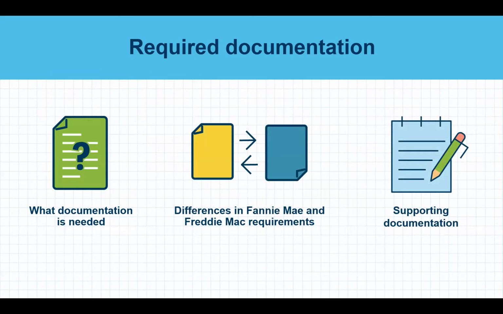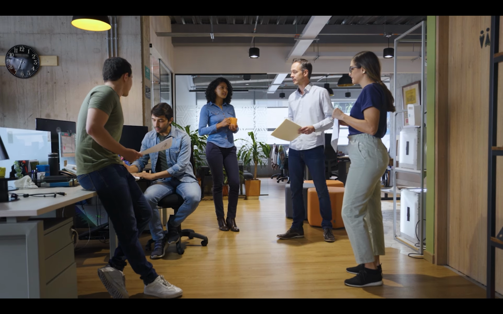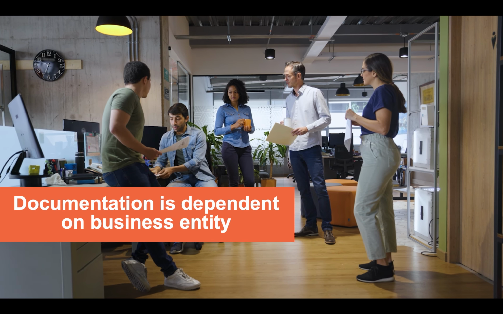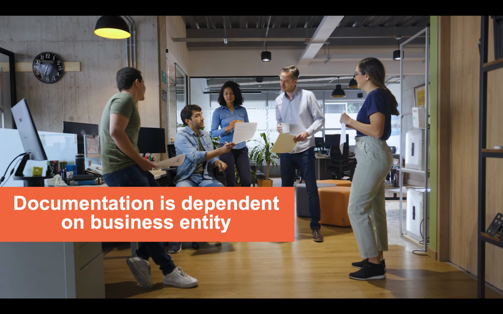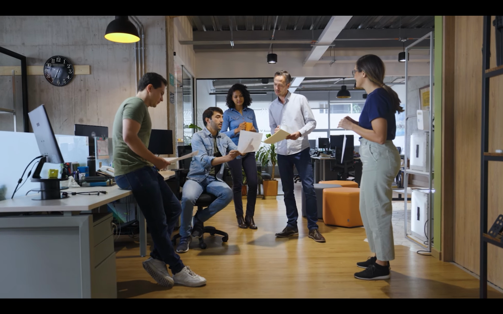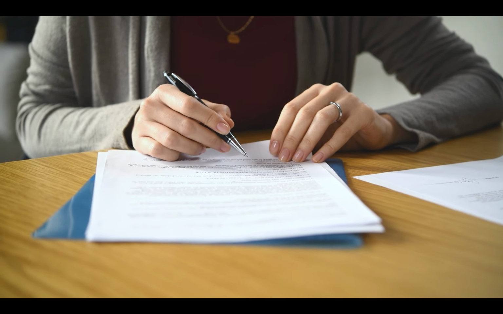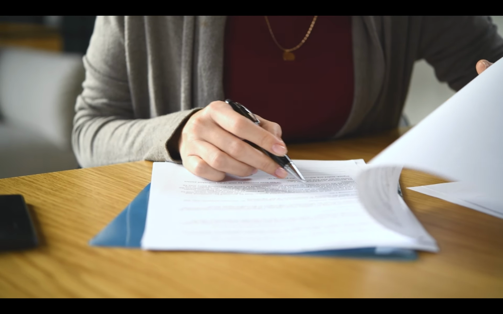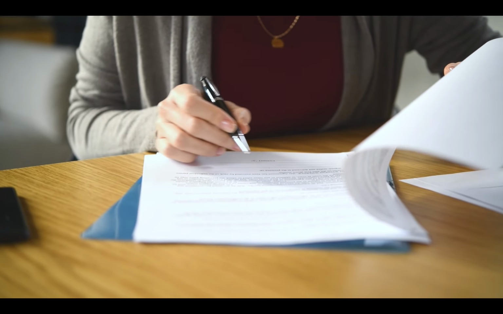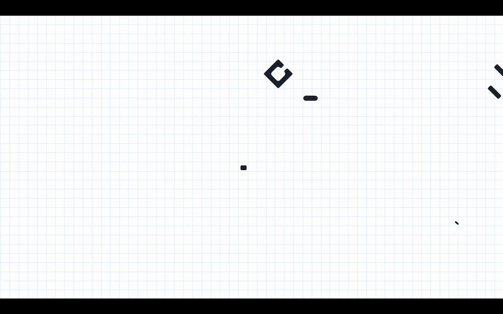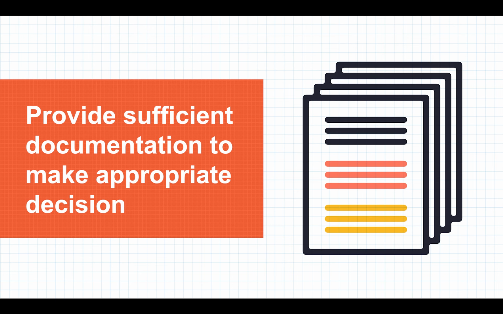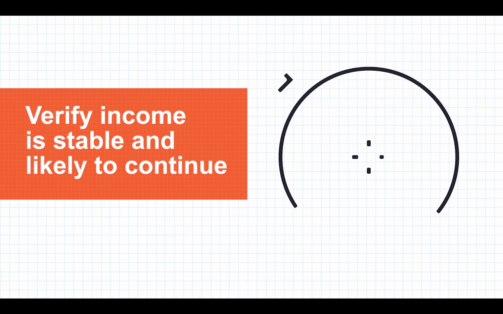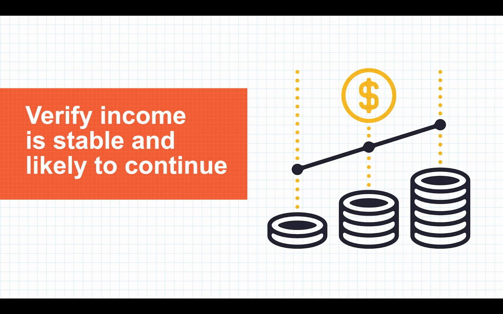So, let's get started. In our last tutorial, we discovered that how a self-employed borrower's file is documented can depend on how they have formed their business. Now we will take that knowledge and take it a step further to uncover exactly what is required to be in the self-employed borrower's loan file. The short answer to this question is that we want to document the file with sufficient documentation in order to make an appropriate decision. Remember, we are trying to show that the income is stable and likely to continue.